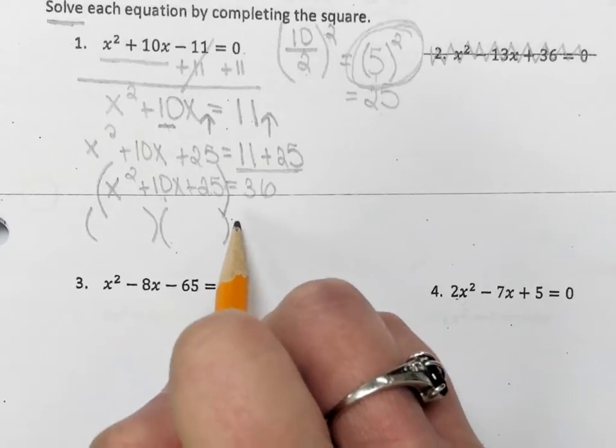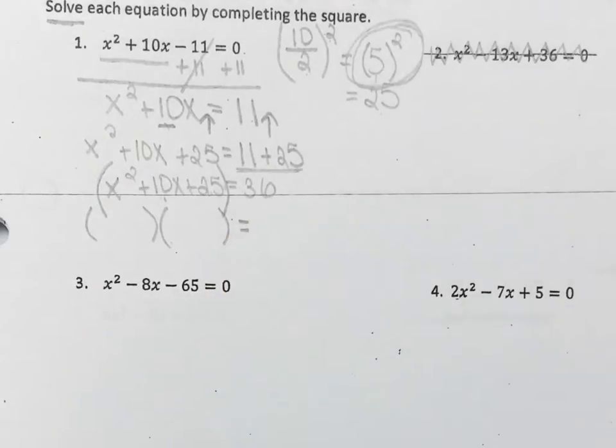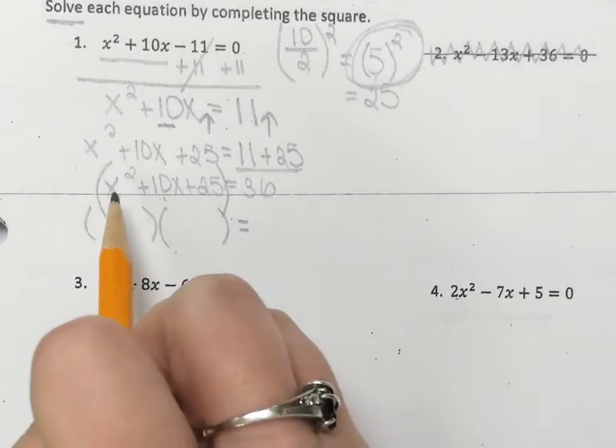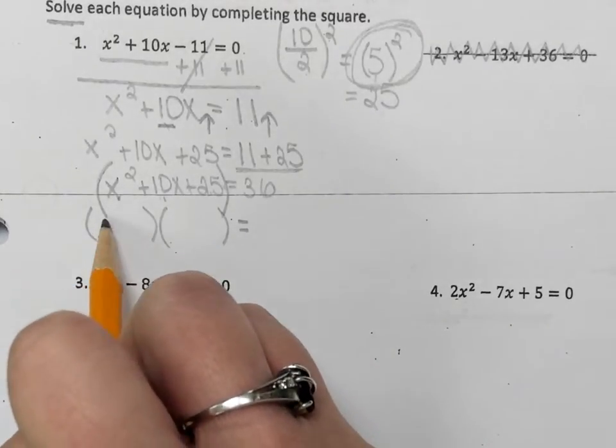So here we go. Break it into 2 parentheses. Remember how when we factored, we did 2 parentheses, right? How do I break up x squared? X and x.